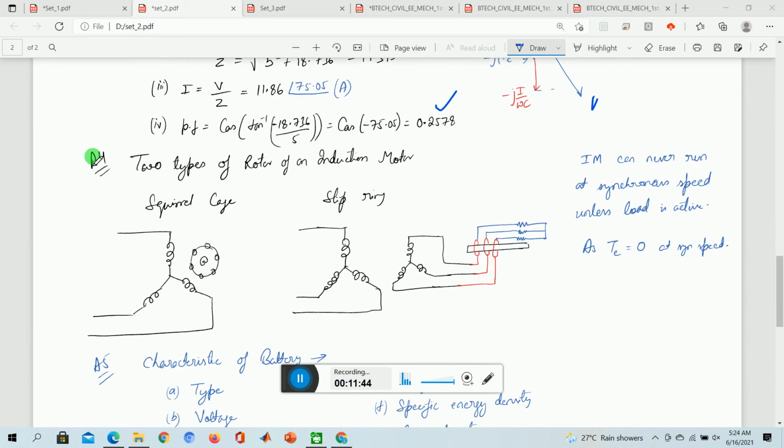Another question was there, question number 4. Here, what are the two types of rotor? We have the squirrel cage and the slip ring, and you can describe them. The only difference is that in the squirrel cage the rotor bars are like a cage and they are short circuited, whereas in the slip ring all three windings are connected with the slip rings. The slip rings are connected with the rotor, and the ring is rotated along with the rotor.